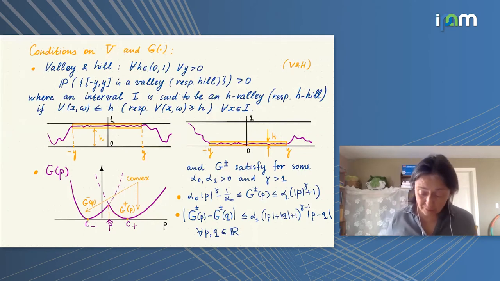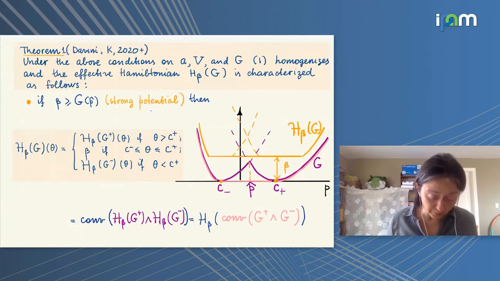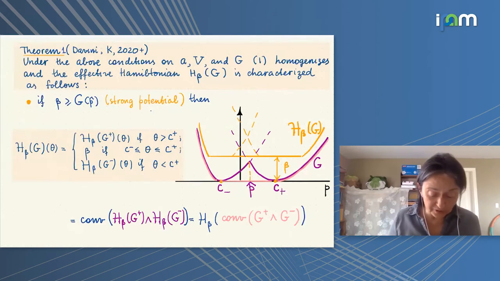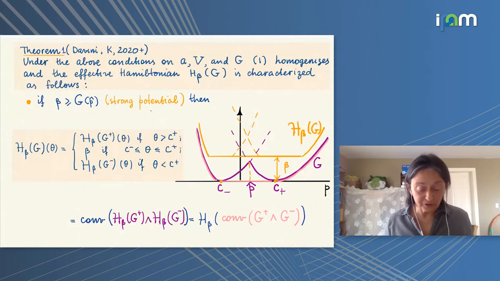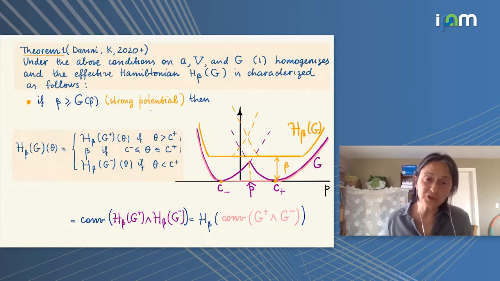So with these assumptions, we can state the theorem. Under the above conditions on A, V, and G, the equation 1 homogenizes, and the effective Hamiltonian is characterized in the following way. We have two regimes. One of them we call strong potential. Here Attila called it weak control. Here we don't have any control. So in this situation, beta represents the magnitude of the potential. So we say strong potential, meaning that the potential plays a dominating role in this setting.